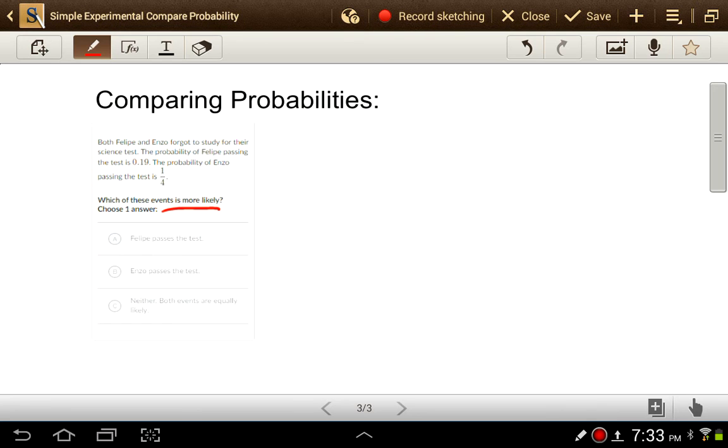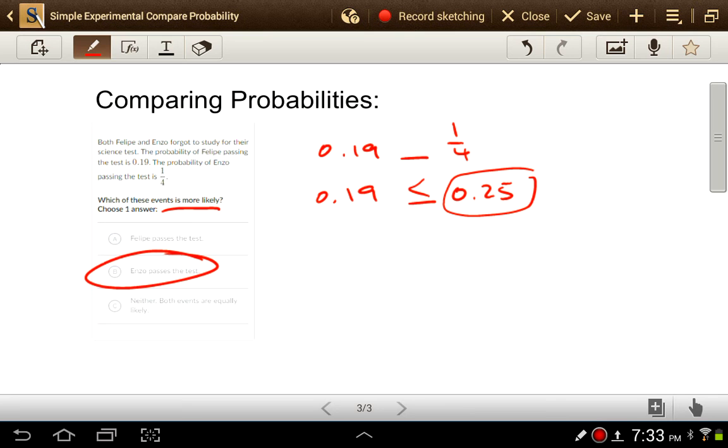We've got to compare the two numbers, so I have to compare 0.19 to 1/4. I'm going to turn 1/4 into a decimal, so 0.19 compared to 0.25. So now I know that 0.19 is less. So who's more likely to pass? Well, 0.25 is a higher number. Enzo is the 1/4, or 0.25, so he is more likely. So you're just going to compare your probabilities.